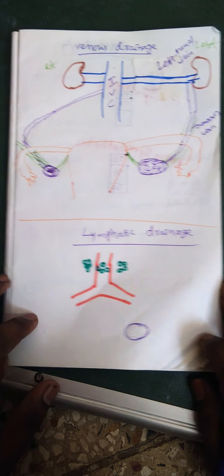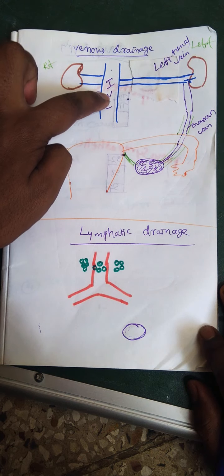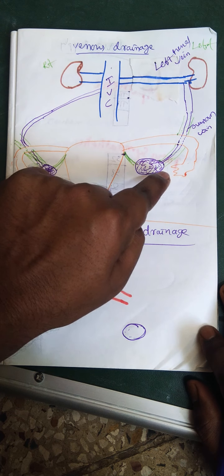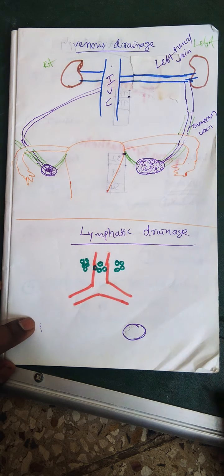We have already studied that in the testis, the right testicular vein directly drains into the inferior vena cava, and the left testicular vein drains into the left renal vein. The same applies here, because both are gonads: the testis in males and the ovaries in females. Both have similar blood supply and similar venous drainage.